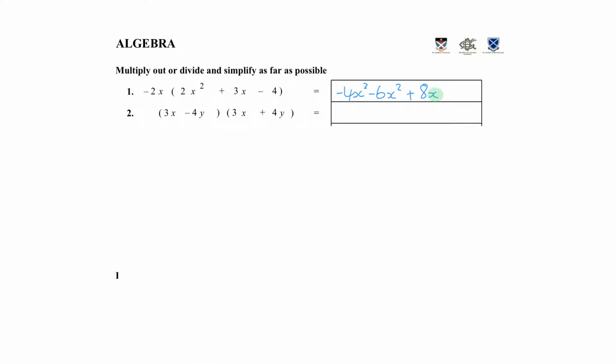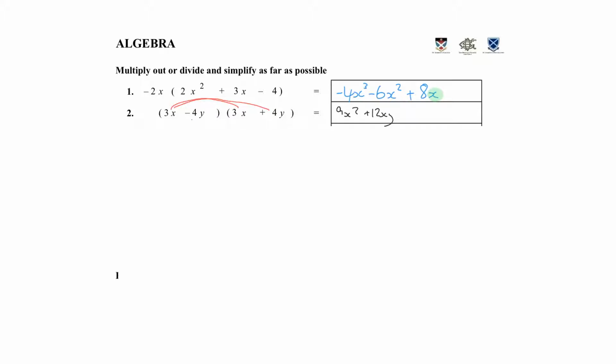Right, moving on to question 2. We've got a binomial times a binomial. In other words, 2 terms in the first bracket, 2 terms in the second bracket. We need to multiply every term in the first bracket by every term in the second bracket. So let's start with 3x times 3x gives us 9x squared. Then next up we've got 3x times 4y, which gives us positive 12xy.